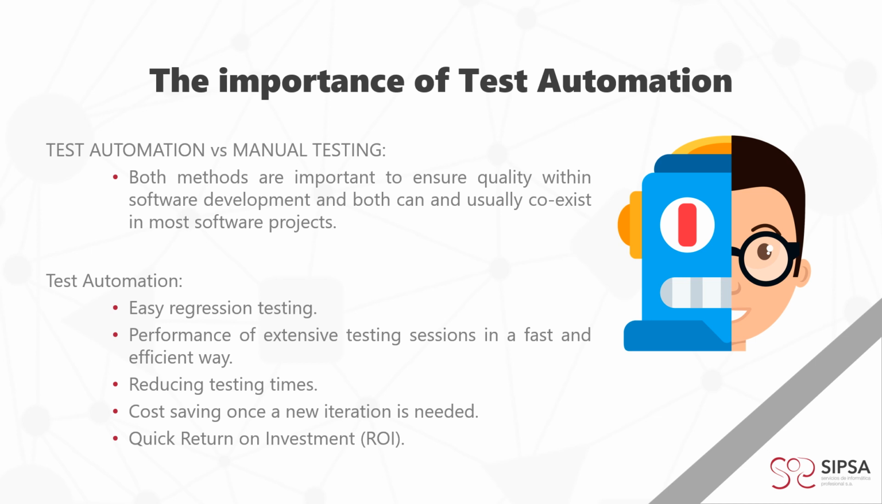Manual testing is a type of software testing where testers manually execute test cases without using any automation tool. Manual testing is the most known method for testing to help uncover bugs in software programs. Both methods are important to ensure quality within software development, and both can and usually coexist in most software projects.